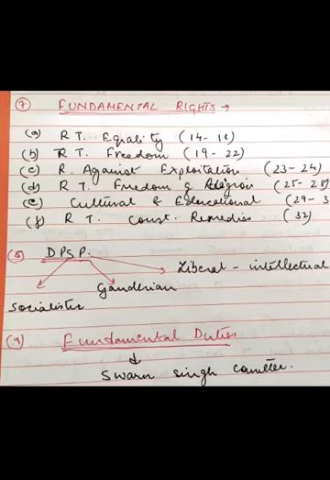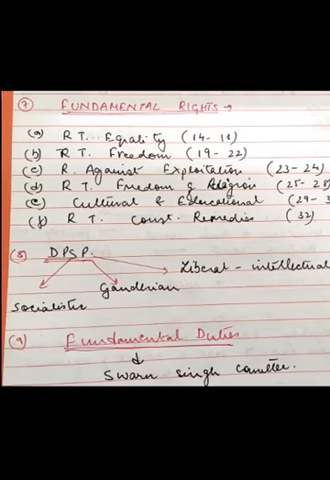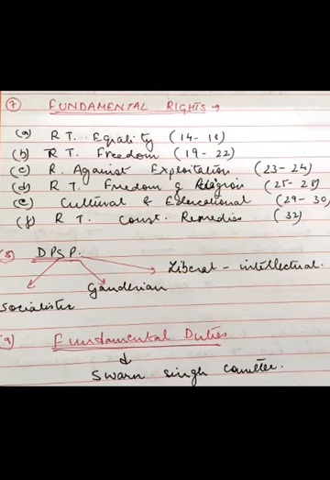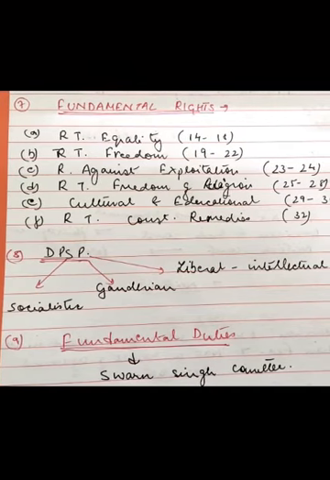The DPSPs are meant for promoting the ideal of social and economic democracy, and they are needed to establish a welfare state in India. A very important point is that these are not justiciable in nature, unlike the fundamental rights. The DPSPs could be divided into three parts: the socialistic, Gandhian, and liberal-intellectual. These are the basic points of DPSPs, even though we have a list of DPSPs like the fundamental rights as well, and we'll be discussing all those in later videos.